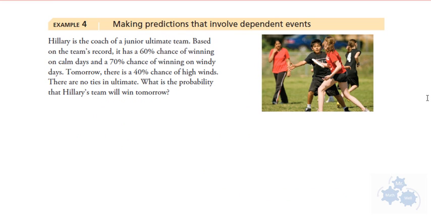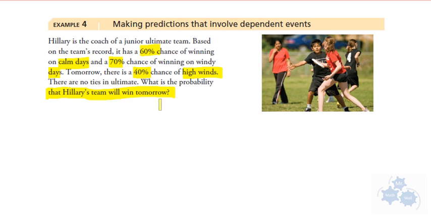We're going to use a tree diagram. Don't have to worry about formulas again. Just tree diagram's going to work right here. Hillary's the coach of a junior ultimate frisbee team. Based on the team's record, it has a 60% chance of winning on calm days and 70% chance of winning on windy days. So we have two things here that we're going to consider. 60% chance on calm days, 70% chance on windy days. Tomorrow, there's a 40% chance of high winds. Okay? There are no ties in ultimate. What's the probability that Hillary's team will win tomorrow?